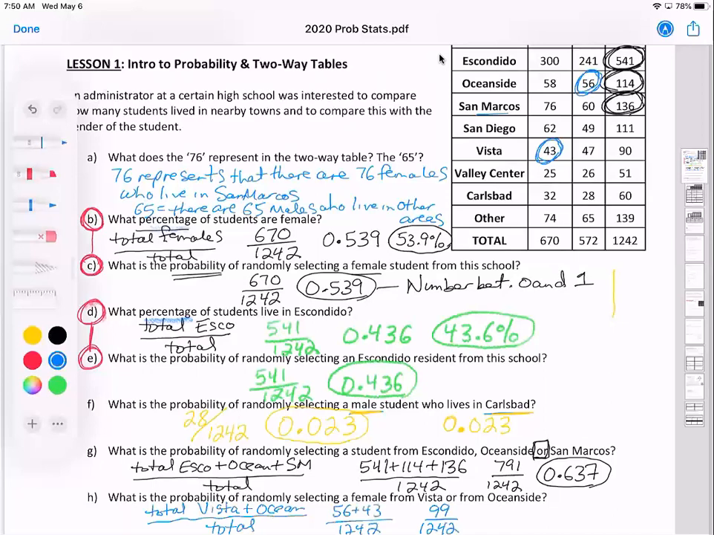And 99 divided by 1242 is 0.0797, the 7 rounds in. So that would be 0.08, and that would be our probability. And in terms of percentage, there's an 8% chance that you would get a female student from Vista or Oceanside if you randomly selected a student.